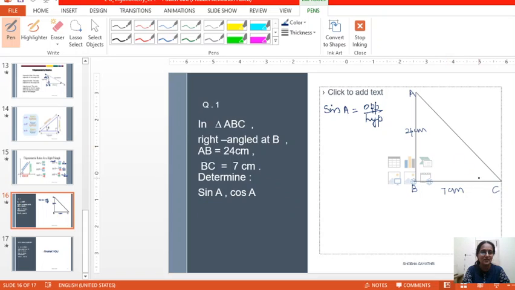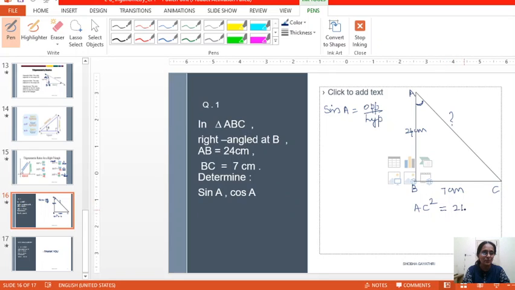Which is the opposite side here? For sin A, our specified angle is A. The opposite side is BC, by hypotenuse. We don't know the hypotenuse. How to find out the hypotenuse now? It is a right angle triangle. How will we get the hypotenuse using the Pythagoras theorem? It is very easy to get the hypotenuse now.